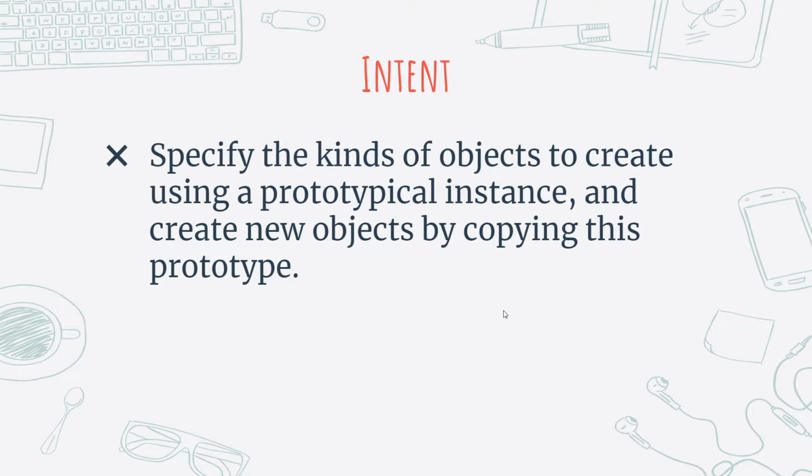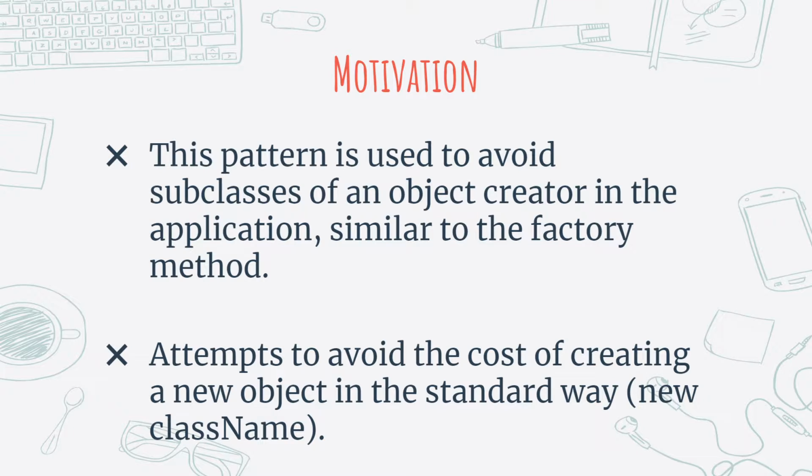So the intent of this prototype is to specify the kinds of objects to create using a prototypical instance, in the past example that cat, and create new objects by copying this prototype. The motivation behind this pattern is that it is used to avoid subclasses of an object creator in the application, similar to the factory method. It attempts to avoid the cost of creating a new object in the standard way, which would be using the new class name method.